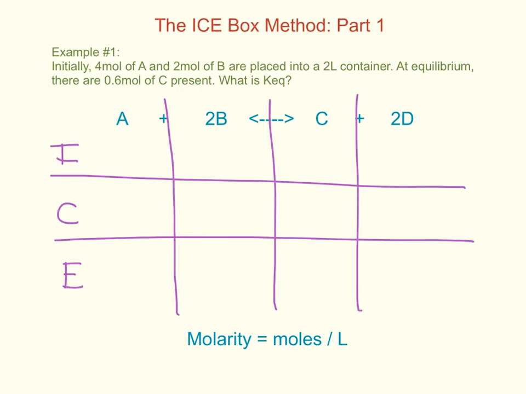So for A, I have 4 moles over 2 liters. And for B, I have 2 moles over 2 liters. And those are going to be my initial concentrations. For C, I have 0.6 moles, also over 2 liters, and that is going to be my equilibrium concentration. Make sure you're paying attention and putting your concentrations in their correct place in the box. Your initial concentrations go into your initial row, and your equilibrium concentrations should go into your equilibrium row.